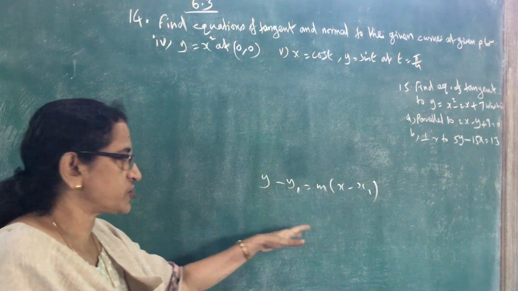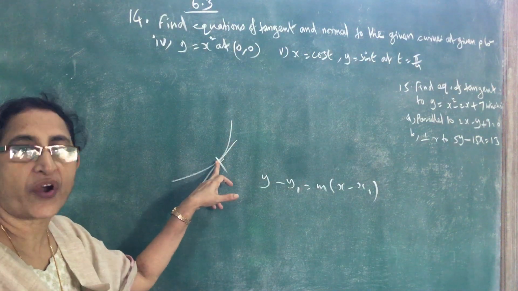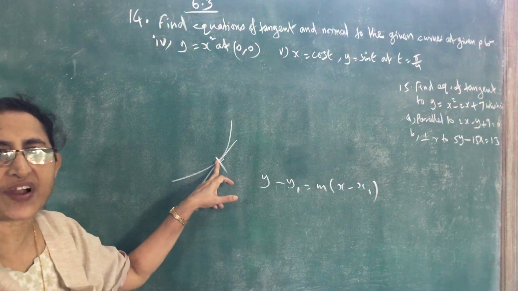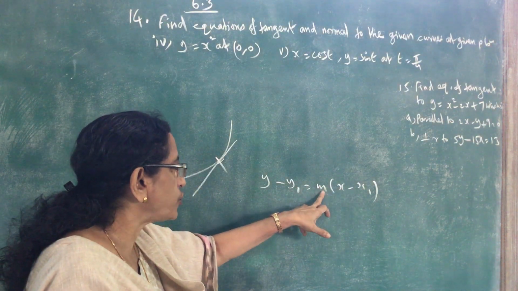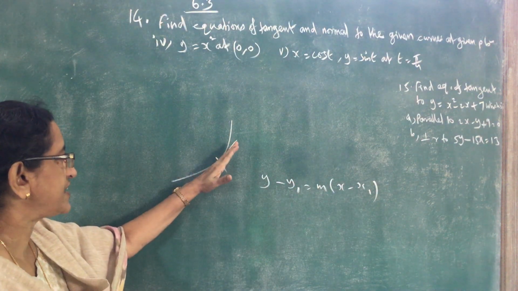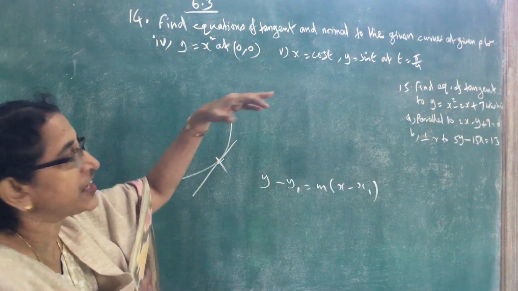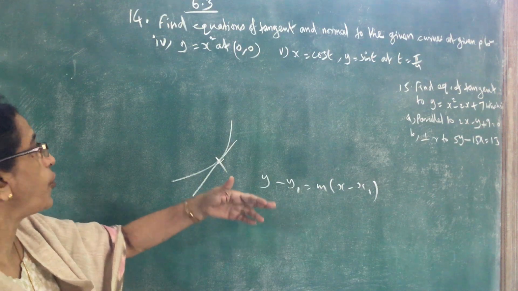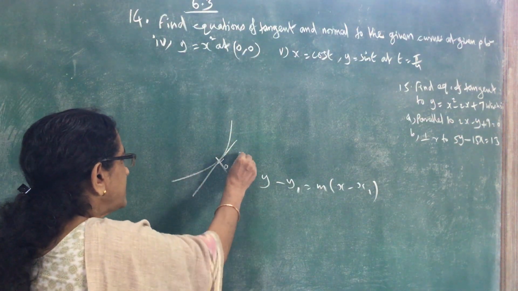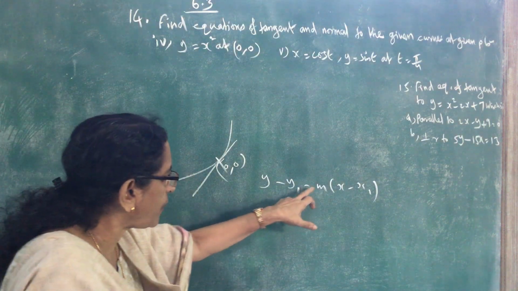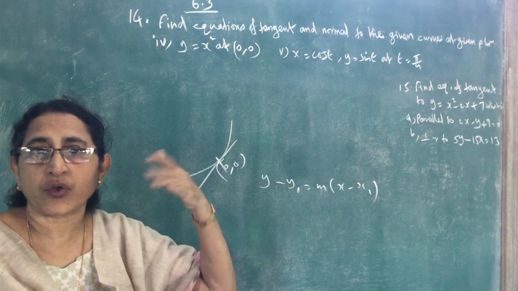So to find the equation of tangent, we want to know the point on the curve at which we want to find the tangent, that is x1, y1. And we want to know the slope of that tangent. The point is given here. We have to find the equation of tangent and equation of normal at the given point, (0, 0). And one more thing, we want to find the slope of the tangent, m. The slope of the tangent we get from the equation of the curve.